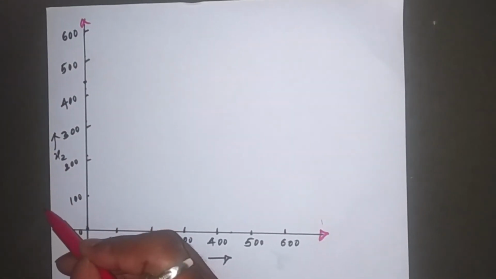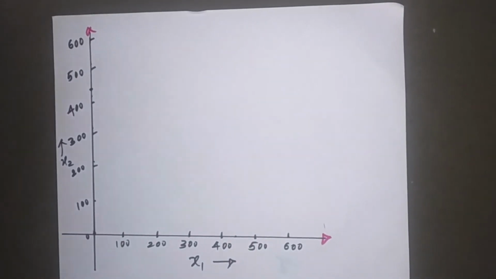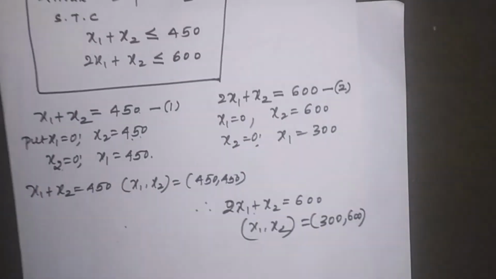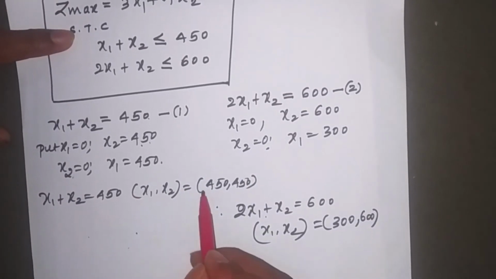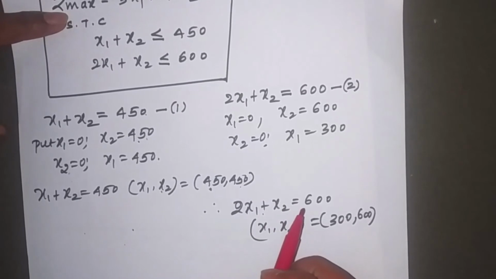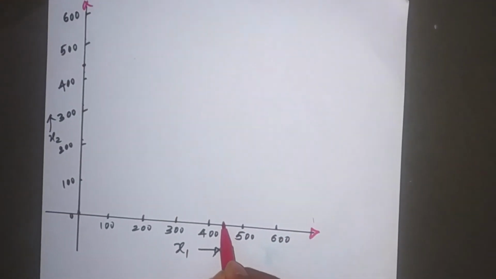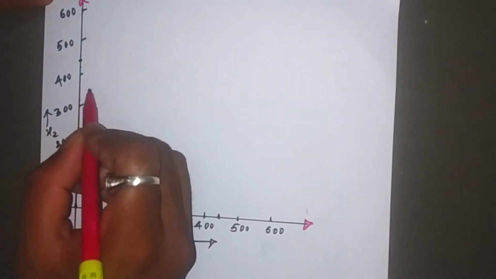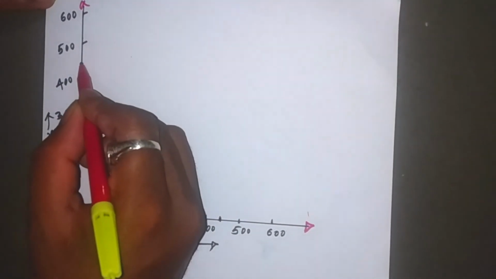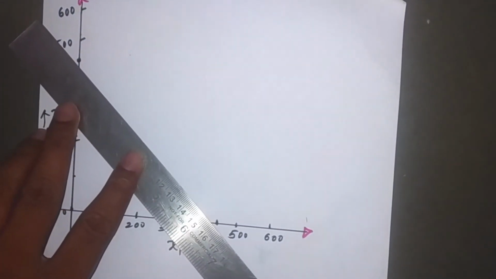So we'll draw the first constraint as a line. For the first constraint I got the coordinates x1 as 450 and x2 as 450. Now we'll mark these points and join these 2 points by a line. So 450 comes somewhere here on x1, and here on x2, 450 somewhere here. Now we'll join these 2 points by a line.